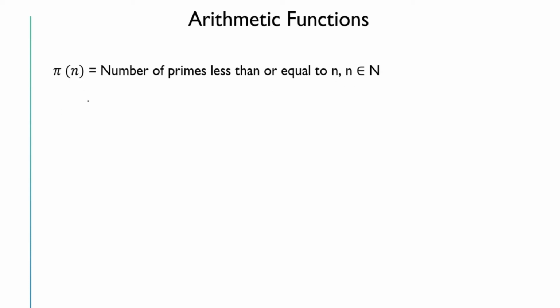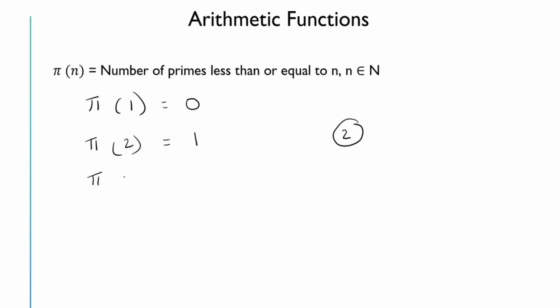So first let us see what is pi of 1. Pi of 1 counts all those prime numbers less than or equal to 1. 1 is neither prime nor composite. So the number of prime numbers less than or equal to 1 is 0. So pi of 1 is 0. Now let us see what is pi of 2. That is the number of primes less than or equal to 2. Only 2 is the prime number which is less than or equal to 2. So the number of prime numbers less than or equal to 2 is 1.